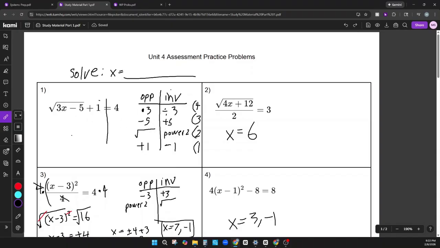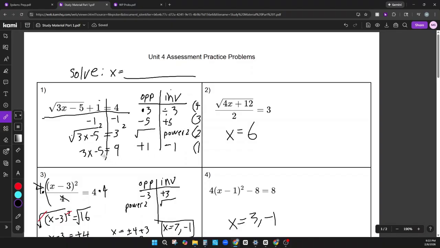So let's go ahead and see what that looks like. I'm going to go ahead and minus 1, minus 1. We have square root of 3x minus 5 is equal to 3. And now I'm going to keep following my list. I did minus 1. Now I'm going to do power 2. So I take it to the power of 2, and get 3x minus 5 is equal to 9.